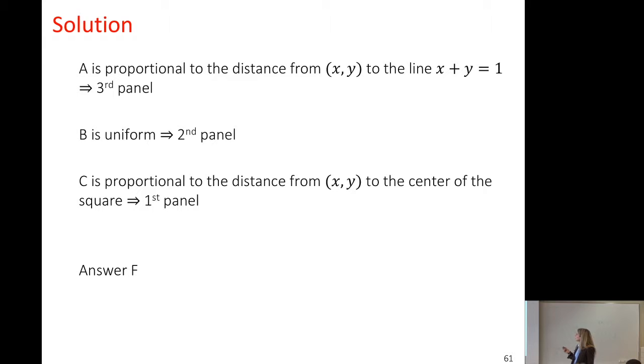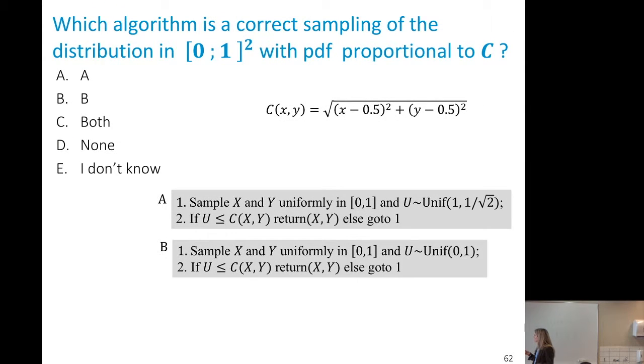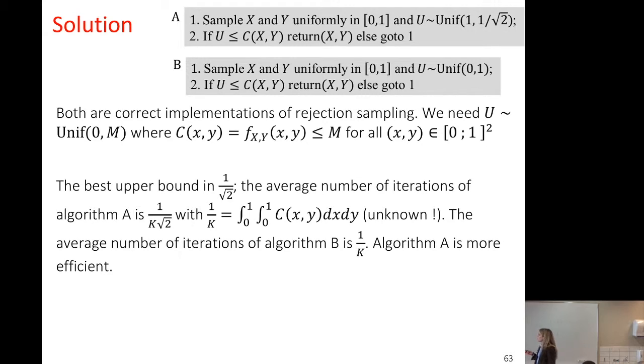Describes the same thing. And another question for you. Let's see the answer. So the first algorithm says that we sample x and y uniformly between 0 and 1. And then we obtain u that is uniformly distributed between 0 and 1 over square root of 2. And if u is less than c, evaluated at the samples of x and y, we return x and y, otherwise we repeat the process. The second algorithm is the same, and the difference is that it samples u uniformly between 0 and 1.